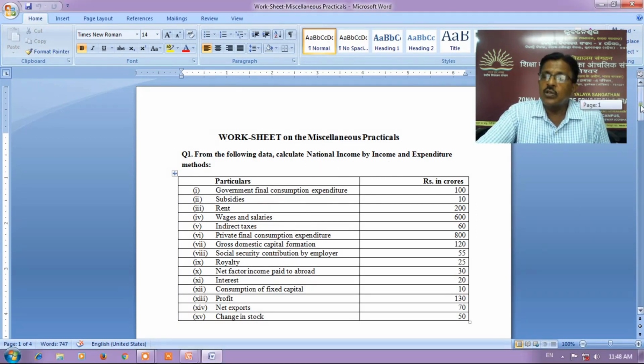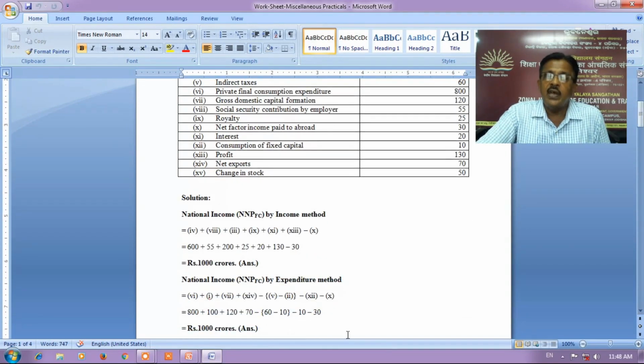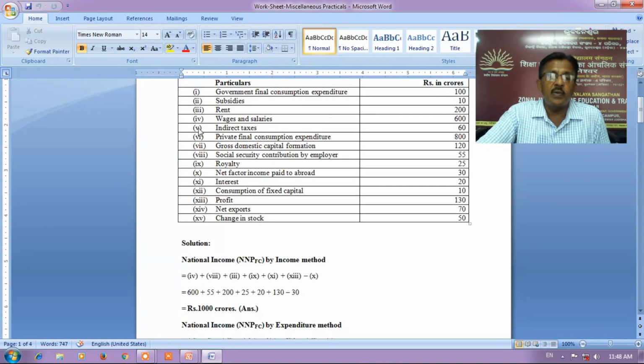So here also the items are given and values are given in rupees crore. So national income by income method, NNP to be found out at factor cost. So item number 4, you see, item number 4 is wages and salary. Item number 8, that is social security contribution by employer. So instead of compensation of employees, that is wages and salaries plus this social security contribution by employer.